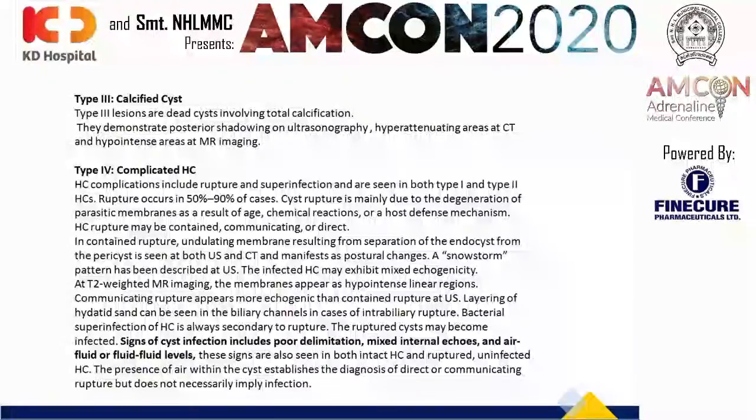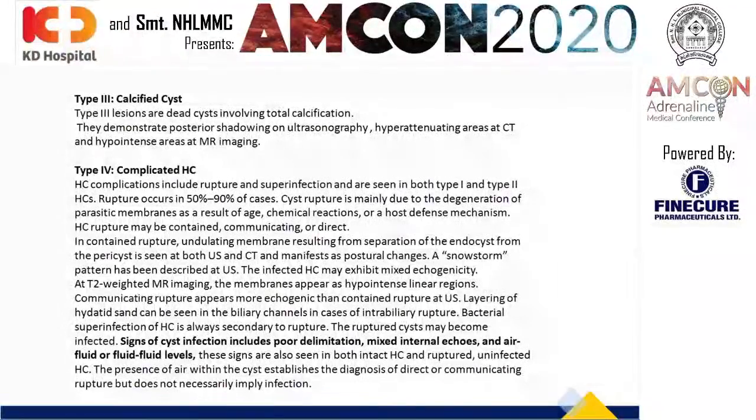Type 3 includes calcified cysts. Type 3 lesions are dead cysts involving total calcification. They demonstrate posterior shadowing on ultrasound. Hyperattenuating areas are seen at CT and hypointense areas at MR imaging. Type 4 includes complicated hydatid cyst. Hydatid cyst complications include rupture and superinfection and are seen in both type 1 and 2 hydatid cysts.